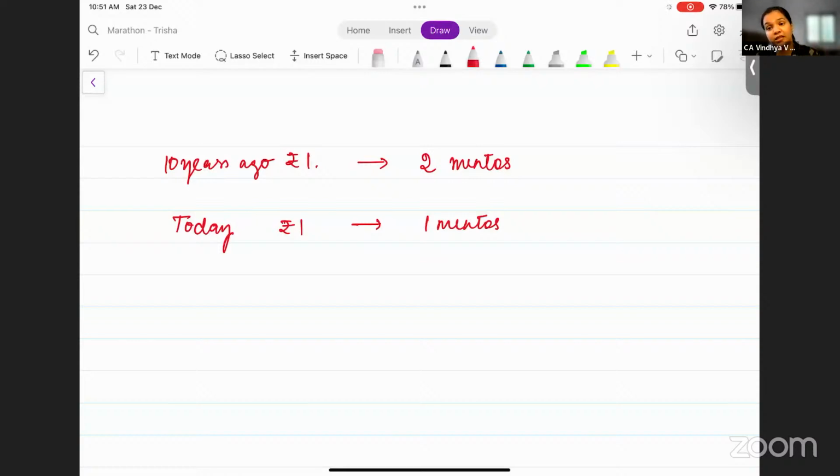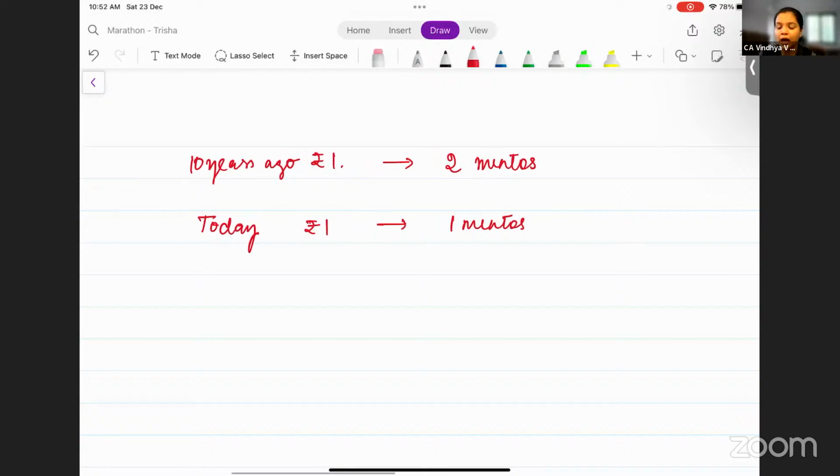So the value of money keeps changing. Now, what does this affect? This affects the purchasing power of money. The purchasing power of money has reduced. What you could buy with 1 rupee 10 years ago, you will not be able to buy now. Is this clear till here? This is the basics that you need to understand.